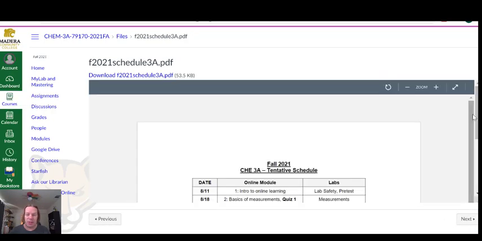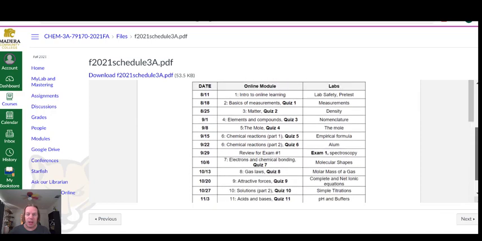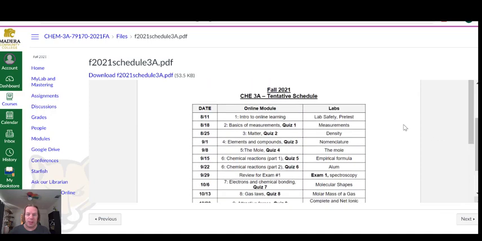And then likewise, the schedule is going to show you what we'll be doing. So the online portion is here, what you'll need to do online, and then what we'll be doing when we meet in person in the lab. So you can look at that to get an idea of what you'll be doing.